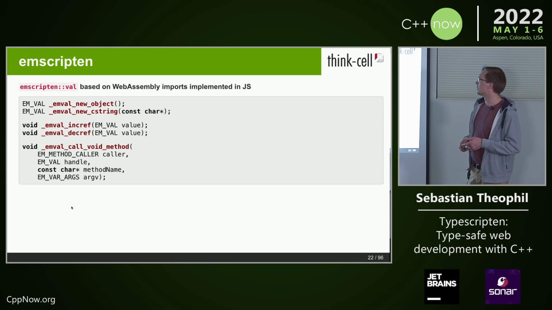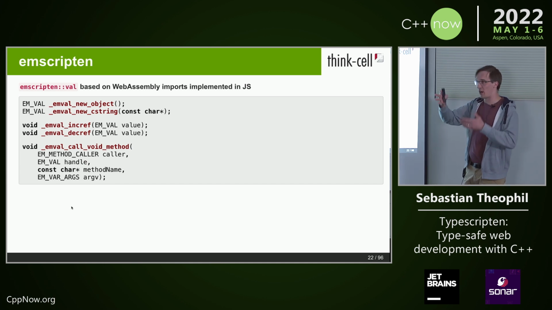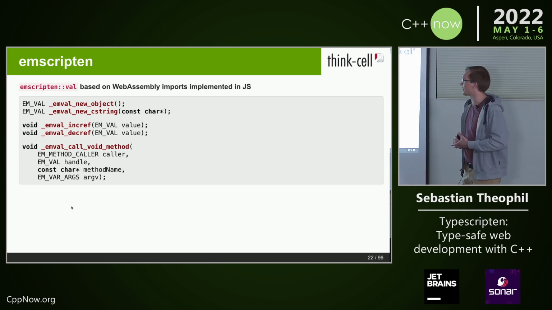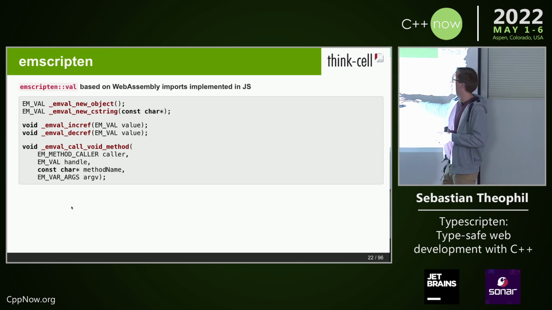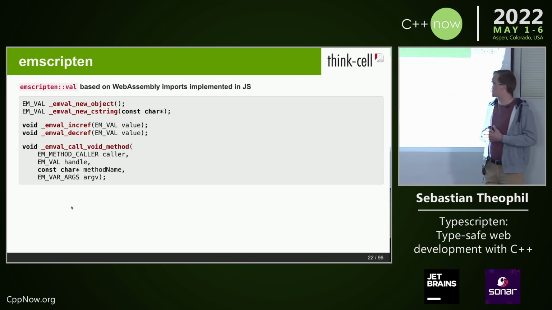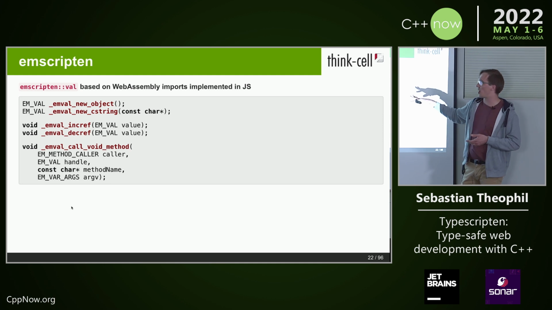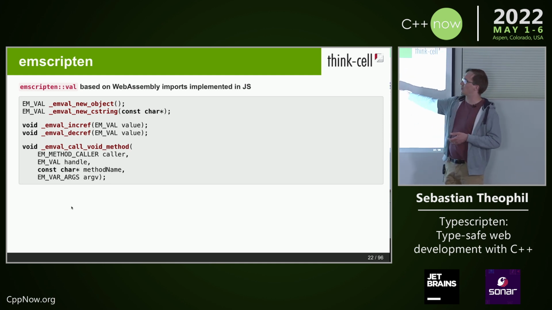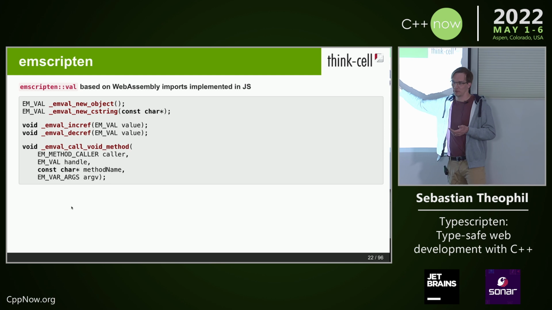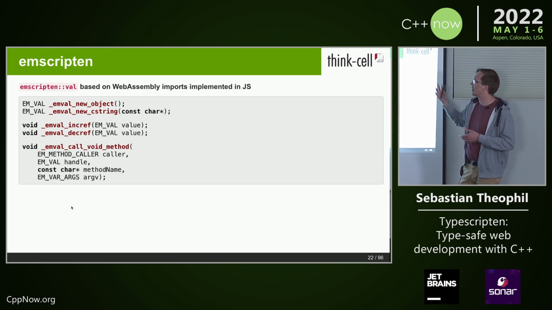Okay, so how does it work? How do we pass strings then? So this is based on a couple of runtime functions that emscripten implements in JavaScript that can, for example, create a new object, or create a new JavaScript string from a C string, etc.